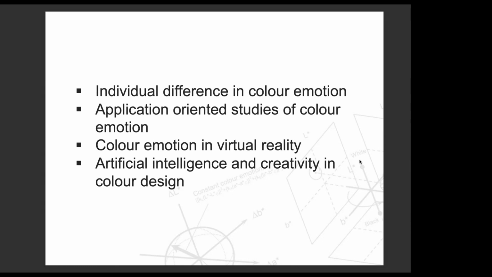And the second direction is application-oriented studies of color emotion. We still think the applications can have an impact on color emotion. So perhaps we can do some more application-oriented studies for this. And the third direction, I think, is color emotion in virtual reality, because virtual reality is interesting. So perhaps you would like to do more research in the applications of virtual reality, and color emotion is one of them, right? And finally, I think artificial intelligence is important now. And perhaps there is a chance that we can do some research into AI and creativity in color design. And how to do that, let's try.